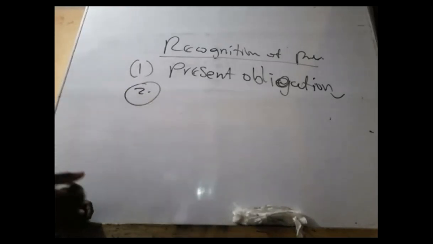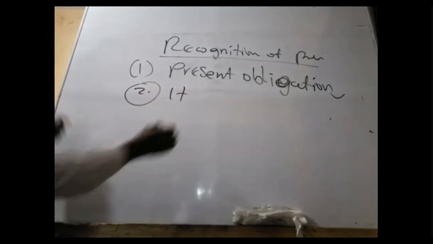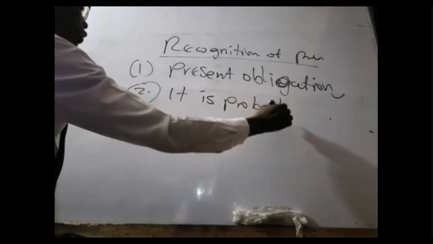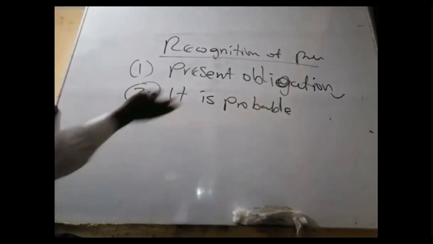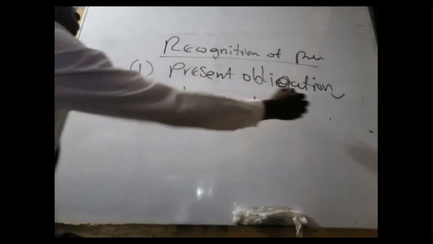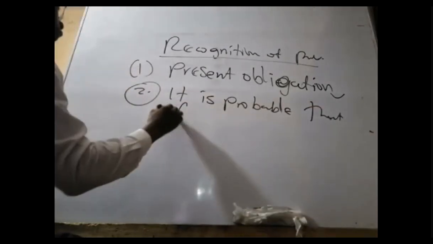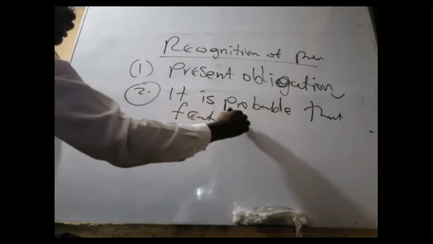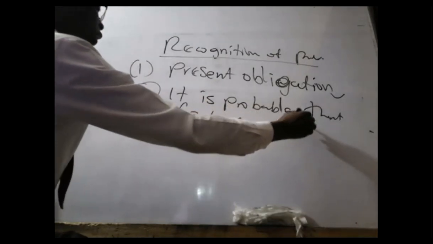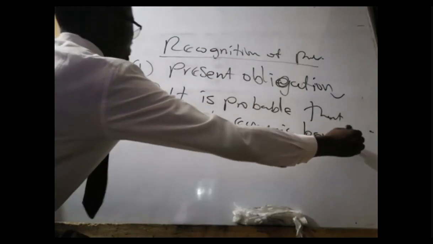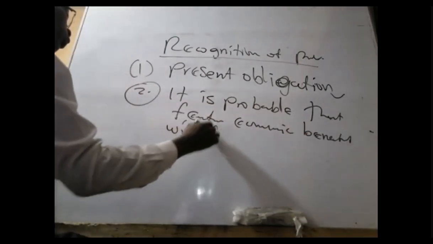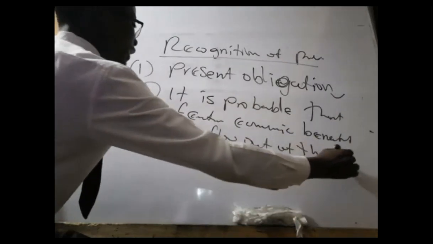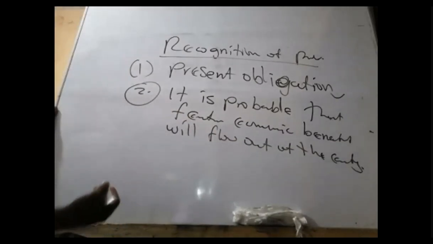Point number 2, then tell the examiner if it is probable. As soon as you hear the word probable, then you can continue, right? It's probable that future economic benefit will flow out of the entity. That's how I'm going to go.